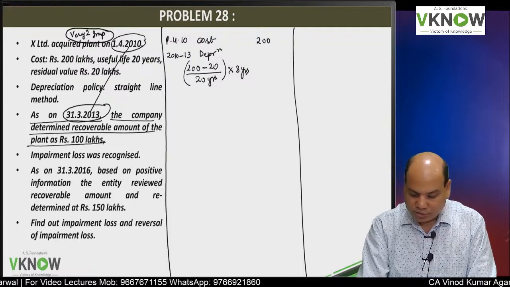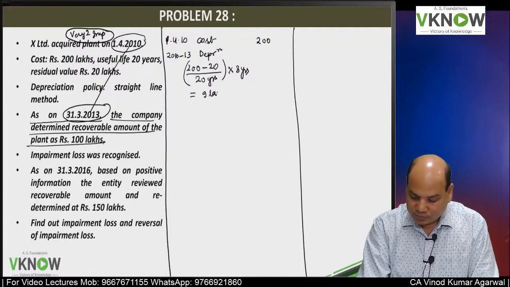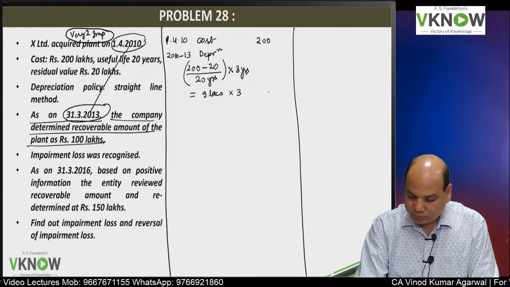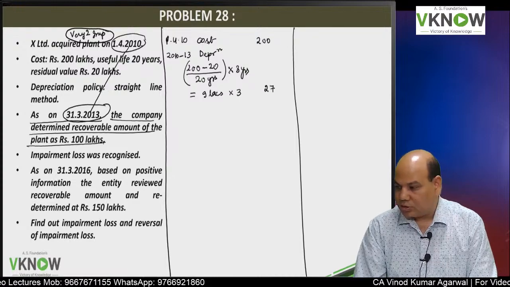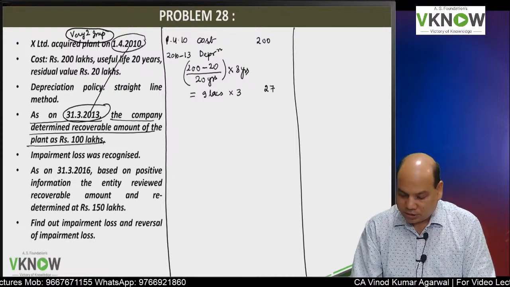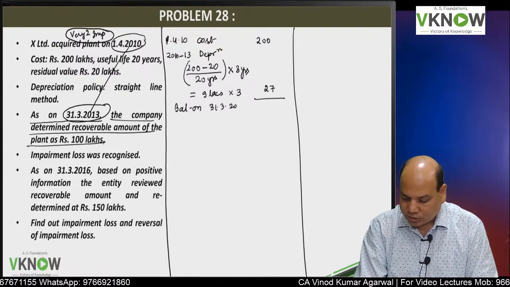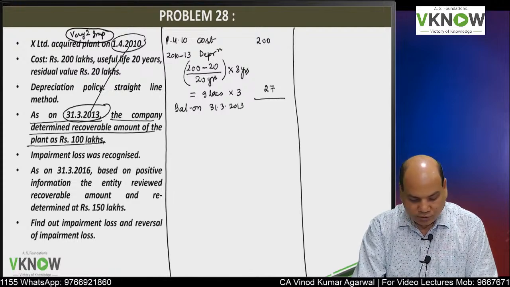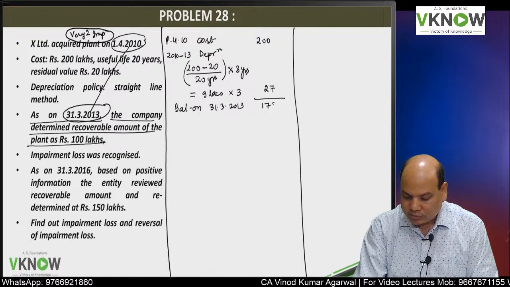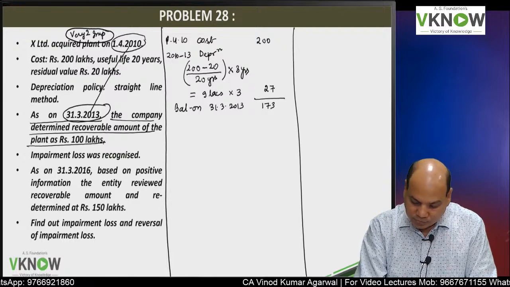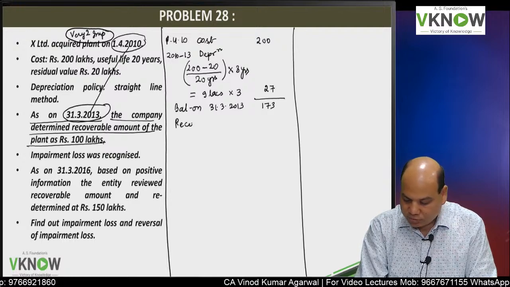So annual depreciation is 9 lakh. 3 years are over, so total depreciation provided is 27. Therefore, balance on 31st March 2013 will be 173 lakh. And what is the recoverable amount?